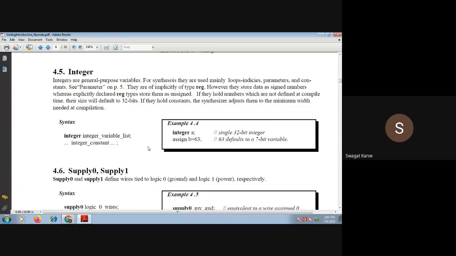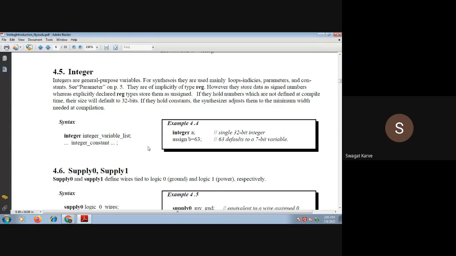We will go for the Verilog codes. Okay, its logic is similar to whatever we have used before, but just in a different manner we have to write the Verilog code. So that is all about the syntax.